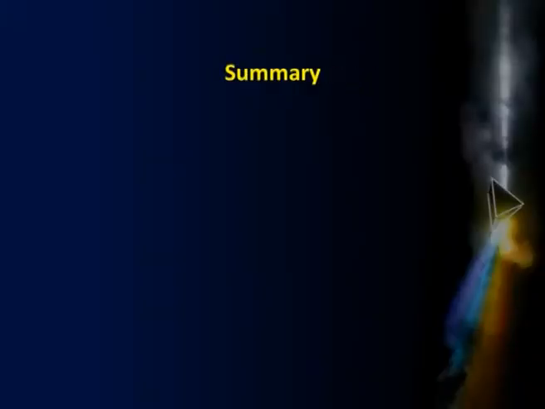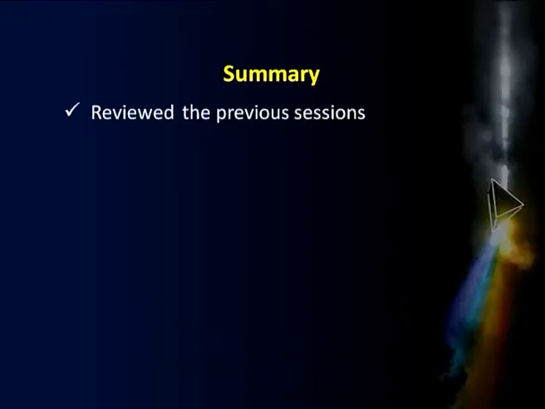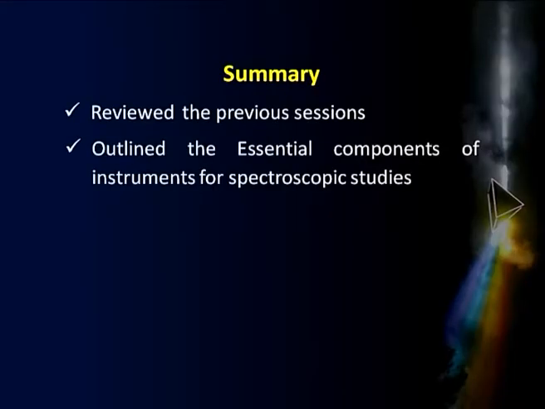Let us sum up what we have done today. In this session we have tried to review what we talked about on spectroscopy in the earlier sessions. Thereafter, we outlined the essential components of instruments for spectroscopy measurements, wherein we realized that for any spectroscopy measurement to be done, we had to have some kind of a source of radiation. Thereafter, I must have some device to make a wavelength selection, because the source is always going to be a polychromatic source.